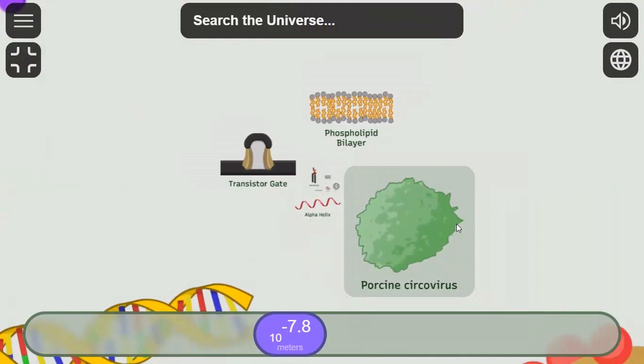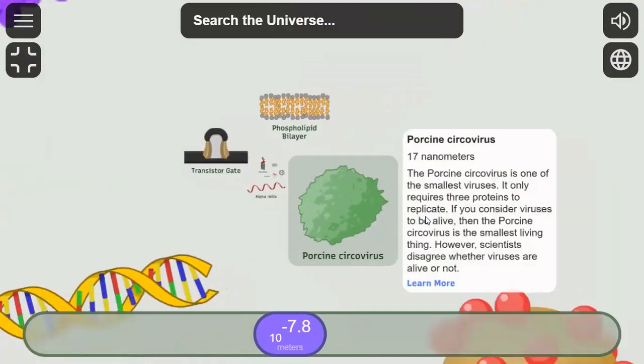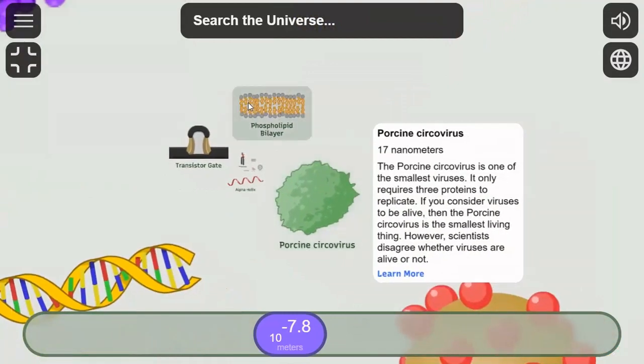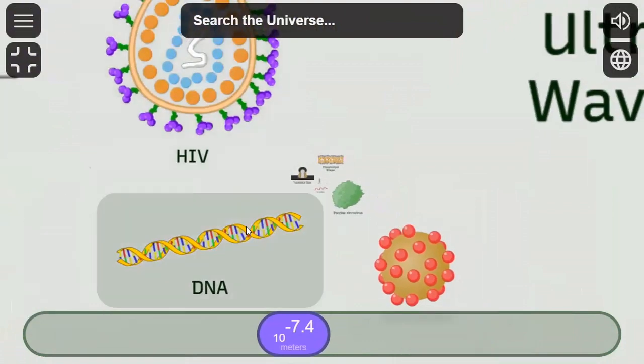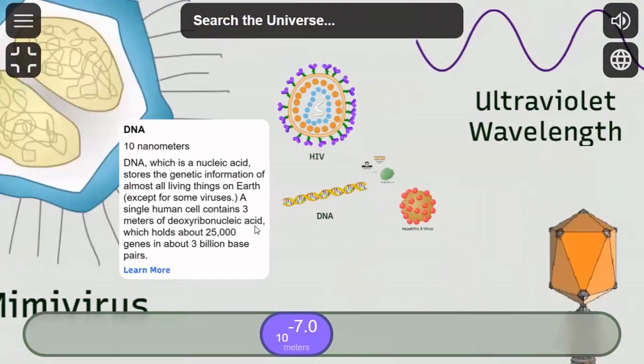Porcine circovirus type of virus. It is about 17 nanometer. Then look at this, the DNA. DNA is actually a polymer, a larger molecule. 10 raised to the power, sorry, 10 nanometer.